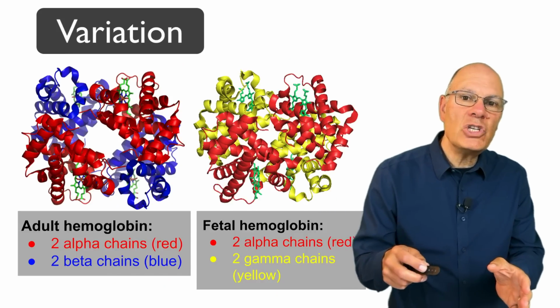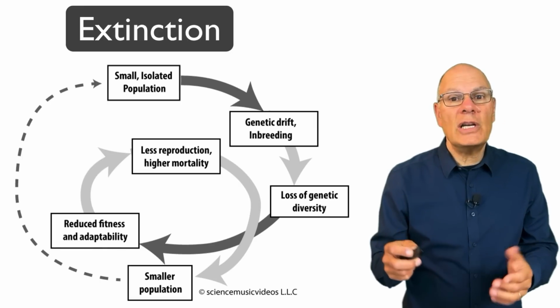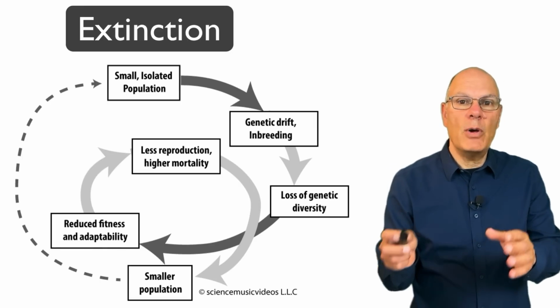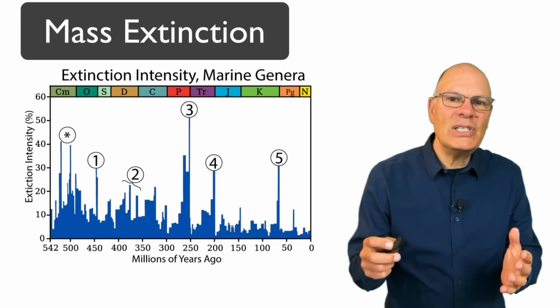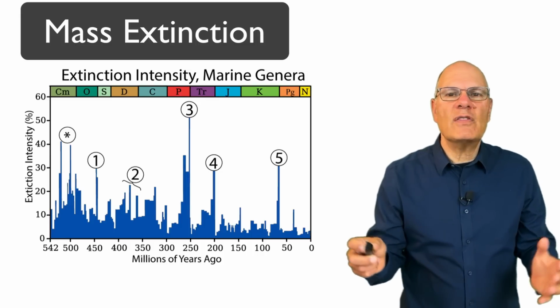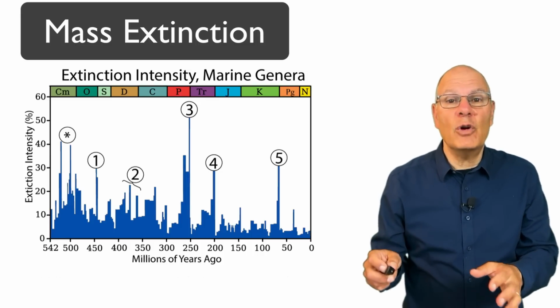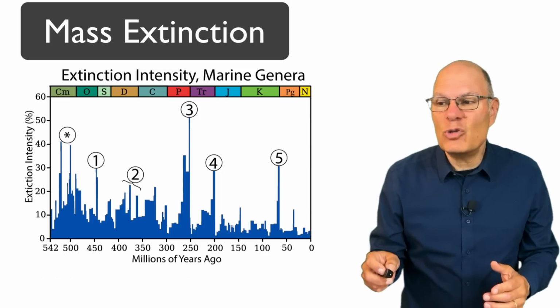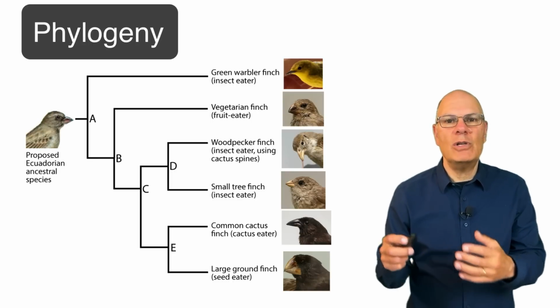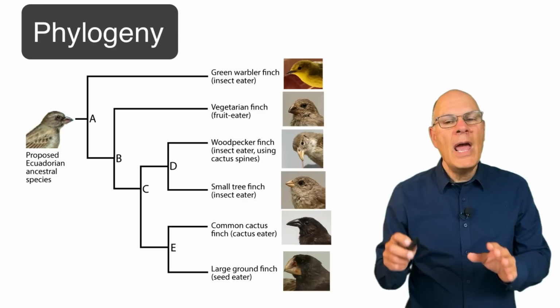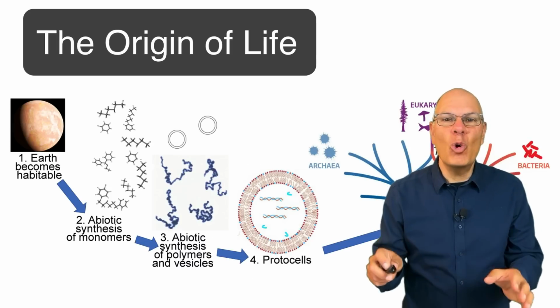We'll look at variation in populations, and we'll also look at how species become extinct, both on a small level, single species at a time, and mass extinctions in which huge numbers of species disappear, usually for geological or even astronomical causes. We'll look at life's branching pattern and history, which is the topic of phylogeny, and then we'll end by looking at the origin of life.